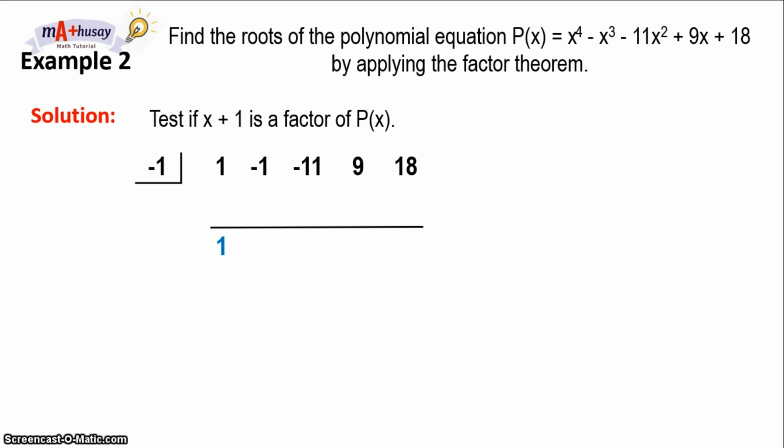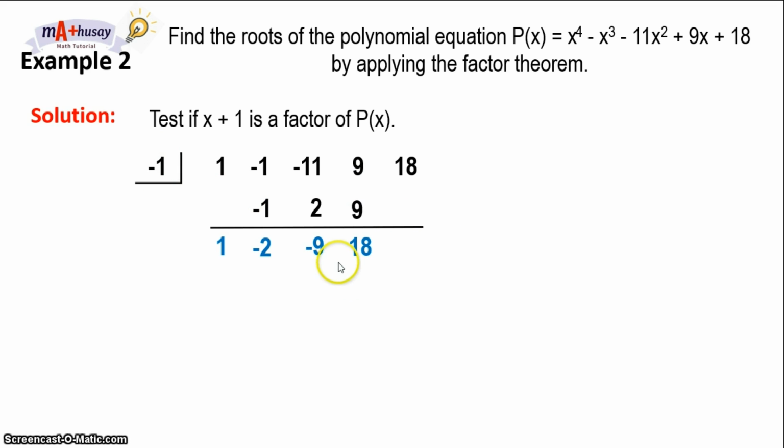So 1 times the negative 1, that's negative 1. So negative 1 plus the negative 1 is negative 2. Now negative 2 times negative 1, that gives you positive 2. So negative 11 plus 2 is negative 9. Now from here, negative 9 times negative 1, that gives you positive 9. So 9 plus 9 is 18.